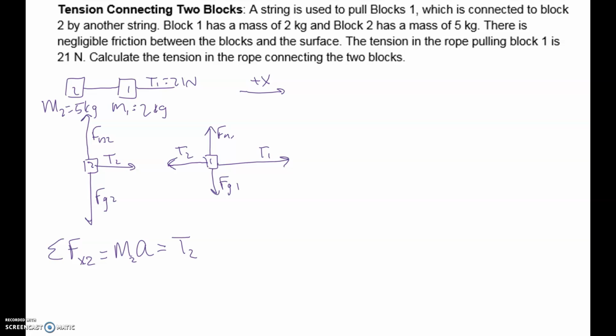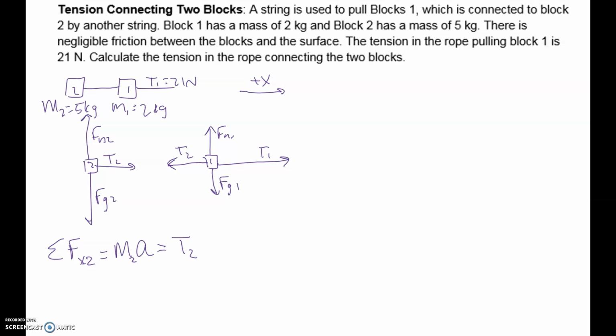It'd be really nice if all I had to do was just use this formula, right? I'm solving for tension 2. That's my end goal in this problem. We know mass 2, but we don't know acceleration. So right now I have one equation and 2 unknowns, so I can't solve this yet. I need one more equation.